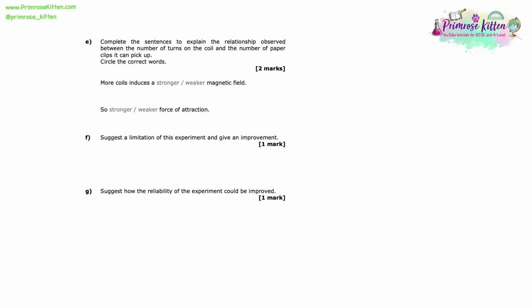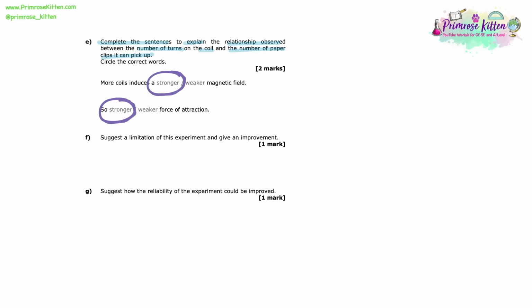So now we're asked to complete the sentences to explain the relationship observed between the number of turns on the coil and the number of paper clips it can pick up. We're asked to circle the correct words. So we need to know that when we have more coils, we induce a stronger magnetic field, and therefore we're going to have stronger force of attraction. That should just be a little set of facts that we're really familiar with, and if you don't know this yet, make sure you make a little note of it now and you get learning it.